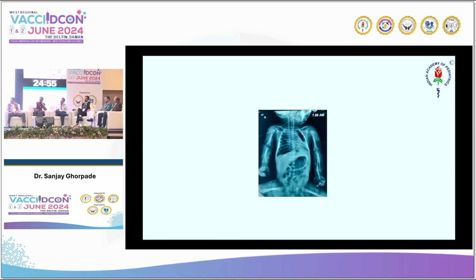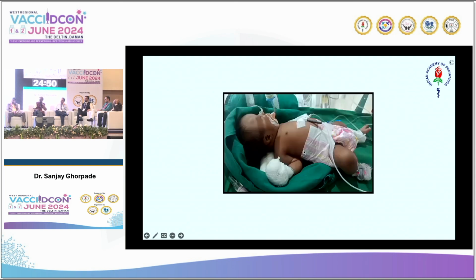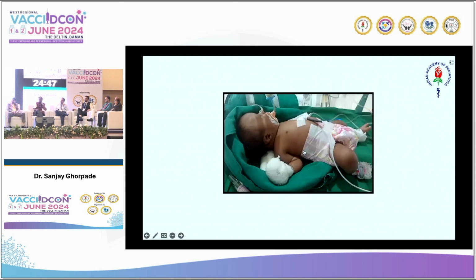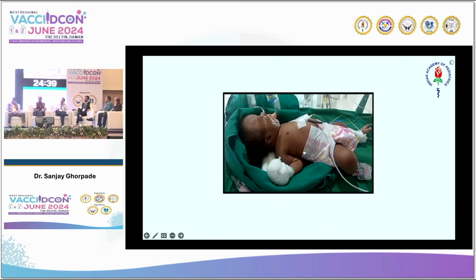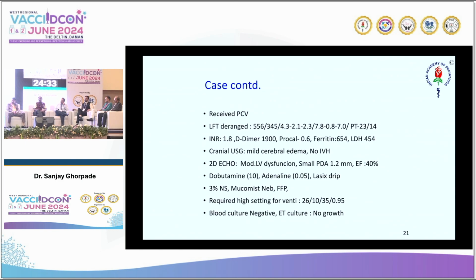And this is the X-ray, showing upper lobe pneumonitis with the left lower lobe also involved. This child was admitted in the PICU. There was a little bit of respiratory distress, the child was intubated, still a little bit not coordinating with the ventilator. Now coming to the subsequent progress of the case, LFT is also very deranged. D-dimer was 1900, procalcitonin was 0.6, ferritin was 454, LDH was high, cranial USG showed mild cerebral edema, echo showed mild LV dysfunction.